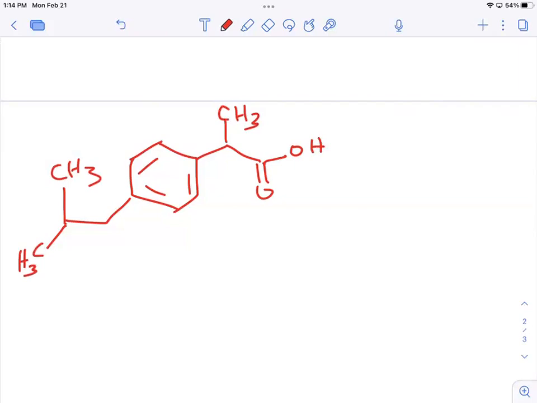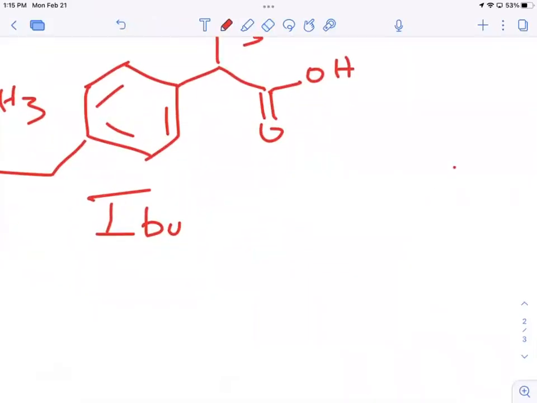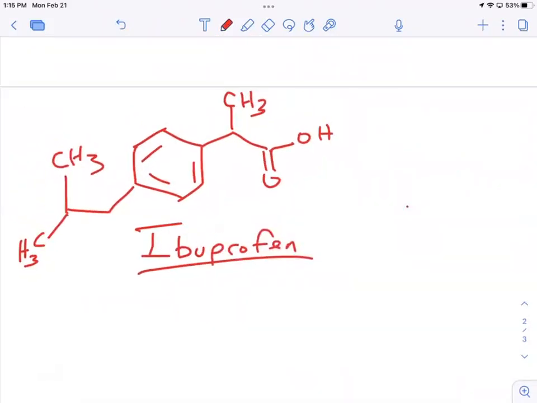All right. So this is ibuprofen. You probably have taken ibuprofen at some point in your life, especially if you have an allergy to acetaminophen or aspirin or naproxen. You've probably taken this for a headache, for inflammation, swelling, whatever.